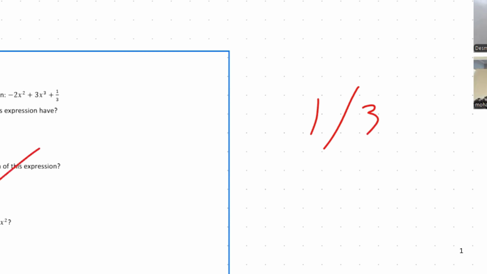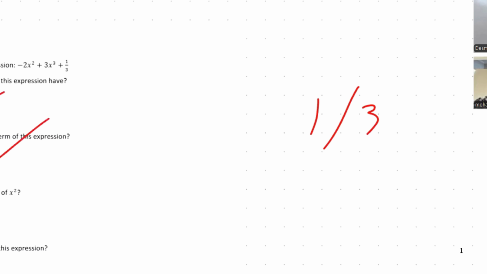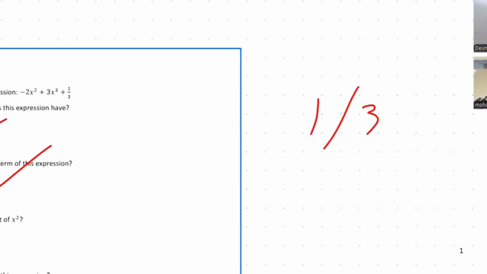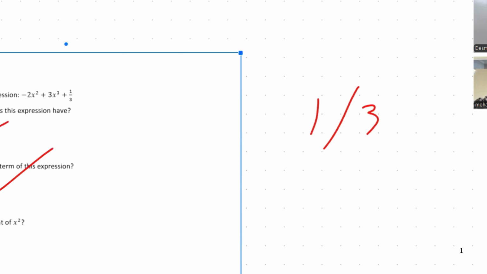What is the coefficient of x squared? -2. Let me do it. Okay, let me move this a little bit. Oh, if I move it, it changes everything. Okay, you say what is the coefficient of x squared? -2. Okay, yeah.